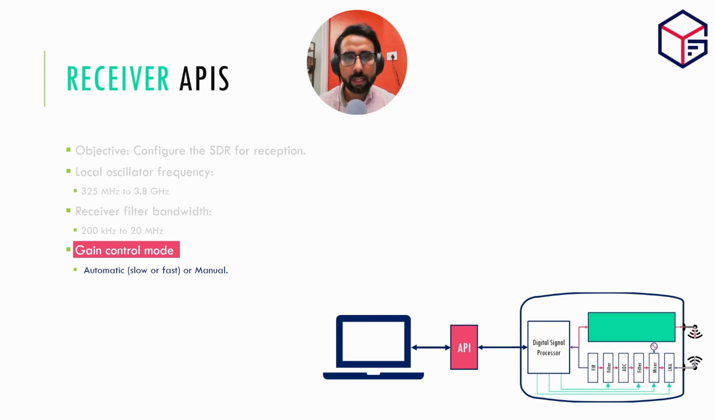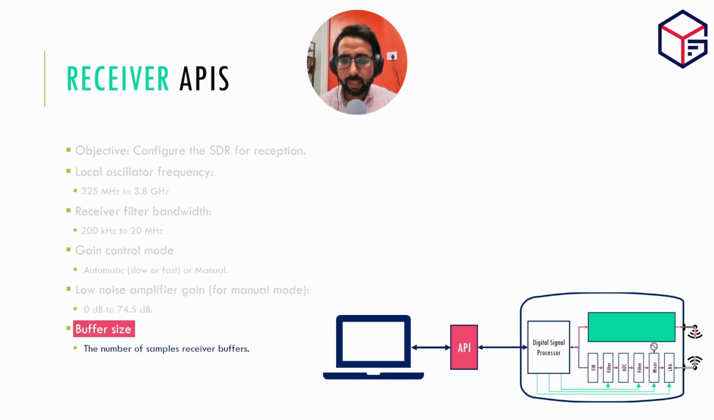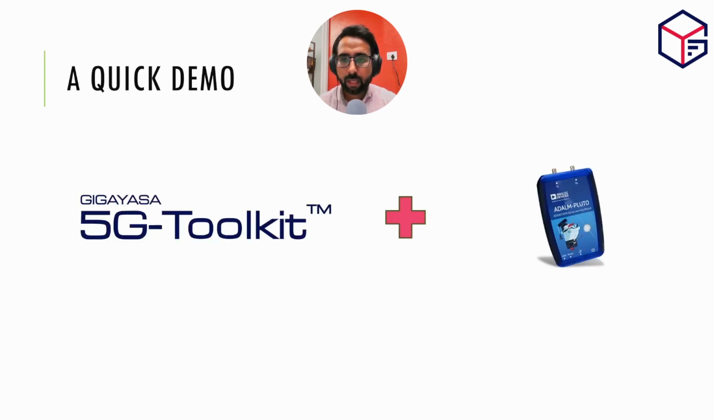Then you have to configure the gain control mode, whether you want to set the gain of your low noise amplifier manually, or you want to use the inbuilt AGC functionalities of your receiver to control the strength of the signal that you're going to receive. If you are interested in setting the gain of the LNA manually, then this variable allows you to set the value of that gain. For Pluto-SDR, it can be any value between 0 dB to 74.5 dB. Now, the last one is you can configure how many samples you want to sniff from the air. And now I'll give you a very quick demo.